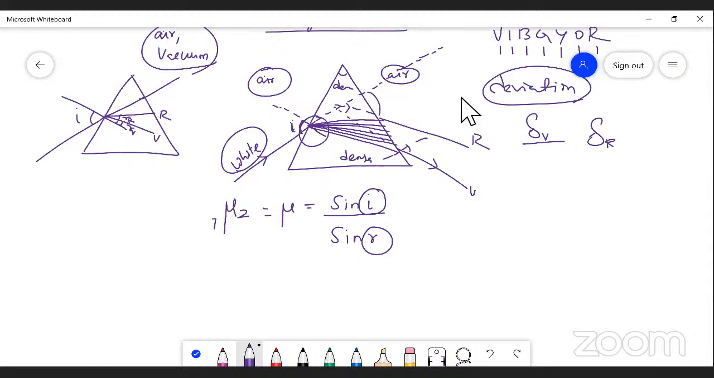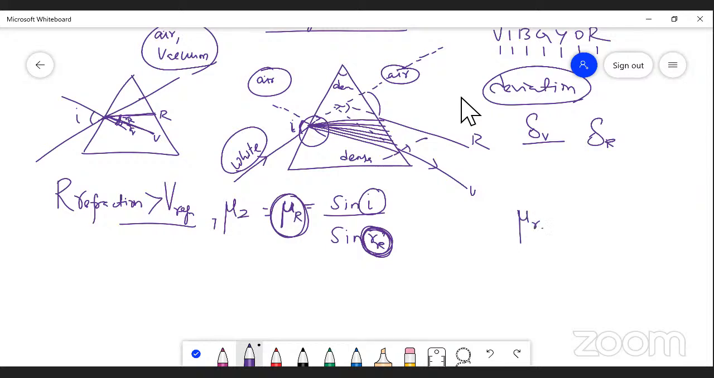For example, in this deviation, this is violet and this is red. The angle of refraction is maximum for red color, greater than violet. Red has the maximum refraction. Refraction maximum means the refractive index of the medium is what I want to calculate for red color. Since the angle of refraction is maximum, the refractive index is minimum for red color.